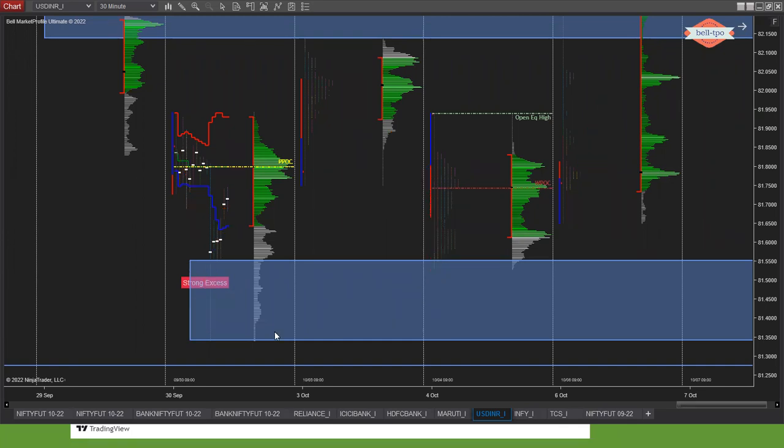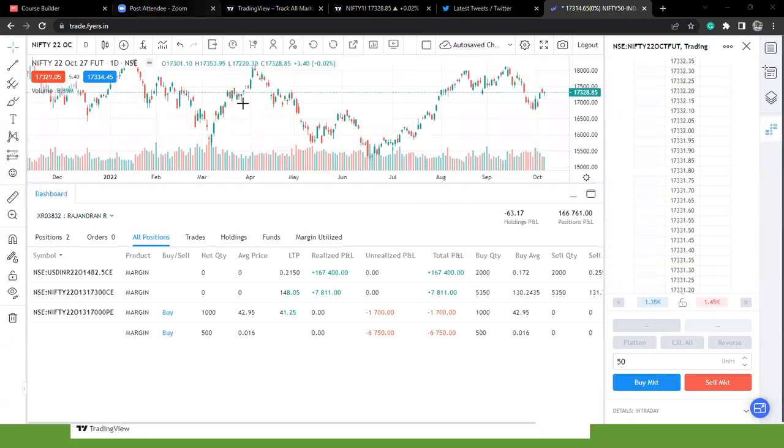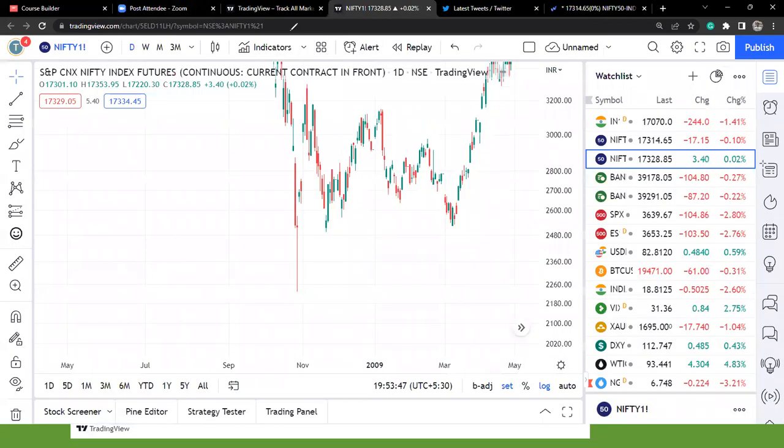Now, the exact same thing happened in the Nifty also. If you look into the Nifty charts, let me go back to the Nifty charts here. Here is a Nifty chart. It's exactly the same thing happening over here. So here we had an excess. Let me draw a zone around this. So this is a zone I'm going to draw.